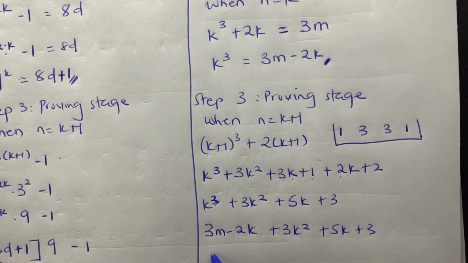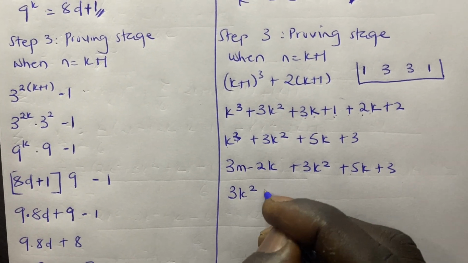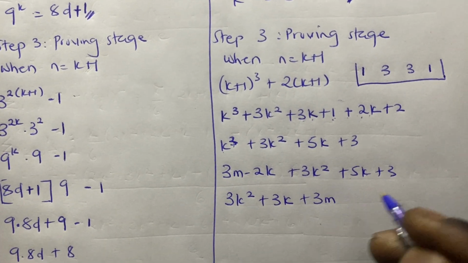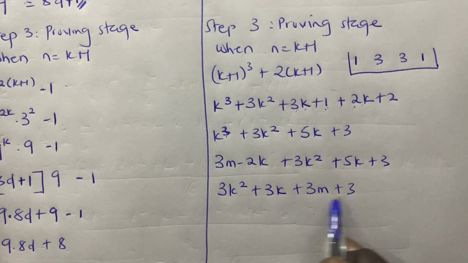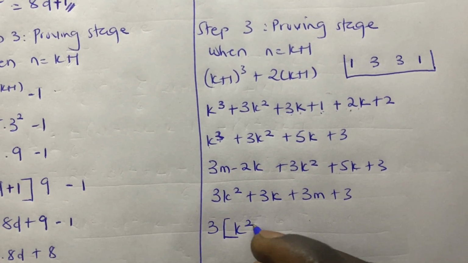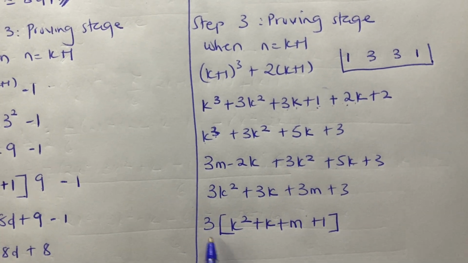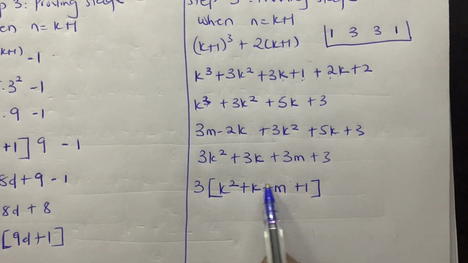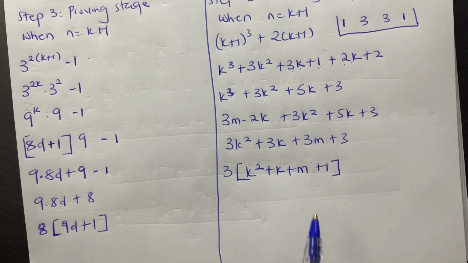So the only expression with a squared is this one. So we can write 3k squared here, and we have 5k minus 2k, which is going to give us plus 3k. And we have 3m here plus 3m and then a 3, right? So looking at it, it all has 3 in it, so we can just bring 3 outside to get 3, and now in the bracket we are getting k squared plus k plus m plus 1, right? Which is the same as 3 multiplying something. And ideally, if we are to divide this expression by 3, we are going to get this expression. So it means that our proving stage is right. This is divisible by 3.